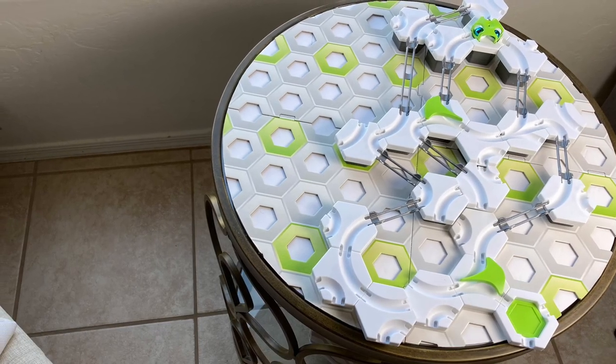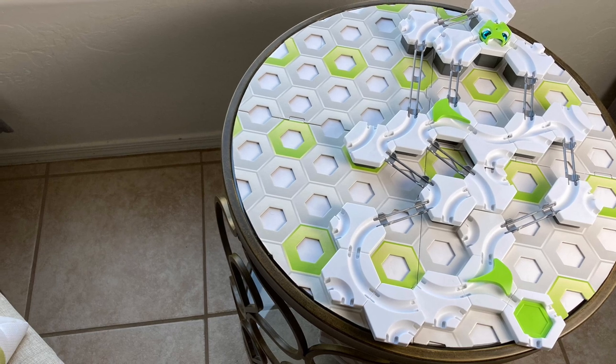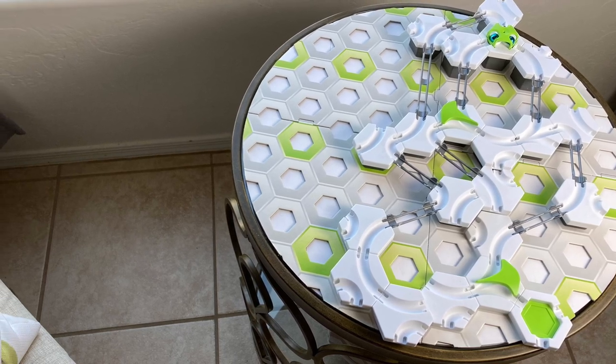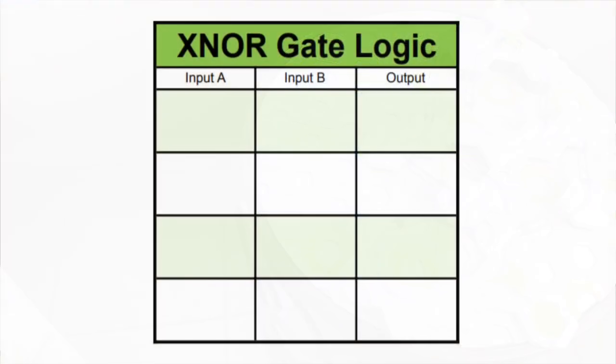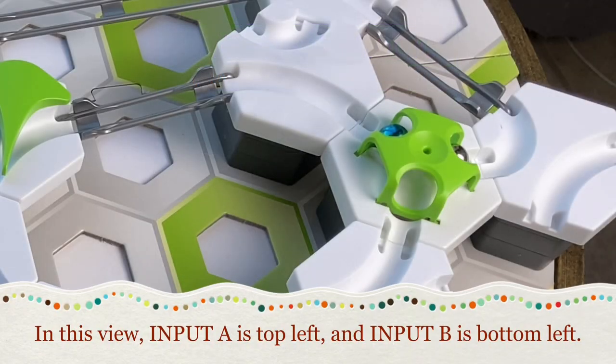Now let's run our XNOR gate circuit. We're going to run all four combinations of inputs, and as we do, you need to fill out the results in the four rows of your logic table, just as you've done before. I'm sure you remember how to fill out the logic table from the prior two lessons. So first, let's set up the track with a marble in input A and no marble in input B. Now let's run the track.